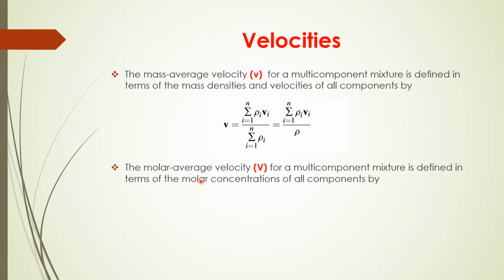So next is molar average velocity. It's capital V. So for multi-component mixture, it is defined in terms of molar concentrations of all the components. So it is capital V, which is equal to sum of molar concentration of individual component into velocity divided by the total molar concentration of the mixture. So it is a sum of i equal to 1 to n CiVi divided by C.